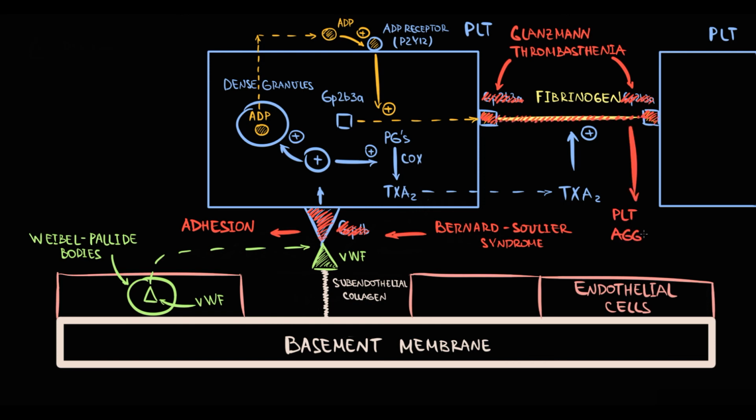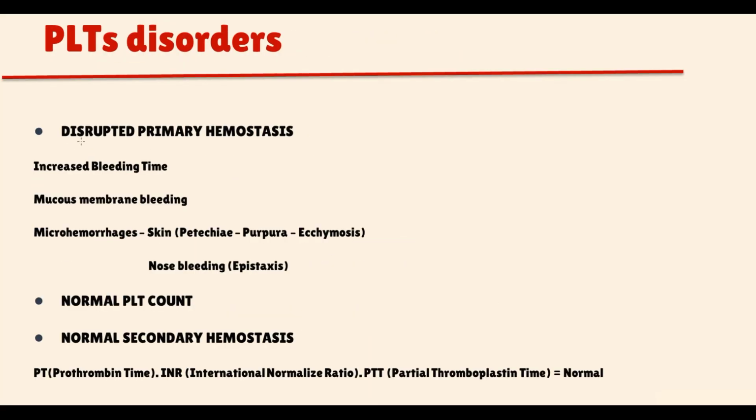Because both disorders disrupt primary hemostasis, they manifest with the typical so-called mucosal type of bleeding. First of all, they both have prolonged bleeding time. So in routine life, after cuts for example, bleeding lasts longer than normal. The major feature is that they have mucous membrane bleeding, primarily from the GI tract. They have bleeding gums and nose bleeding, so-called epistaxis. Also, disruption of primary hemostasis causes microhemorrhages that on the skin manifest with petechiae, purpura and ecchymosis.